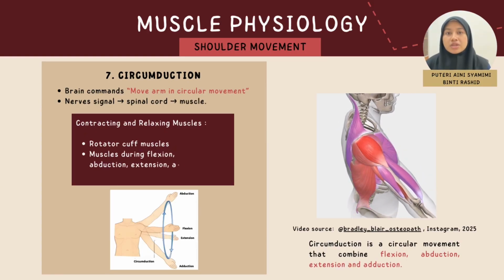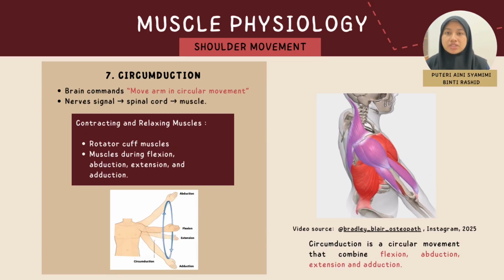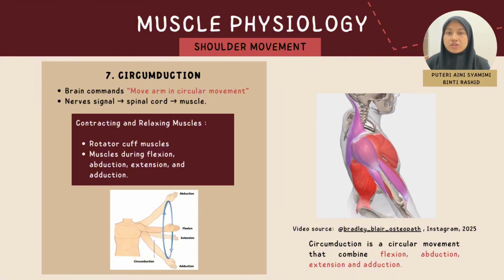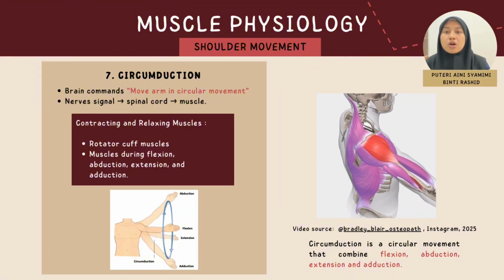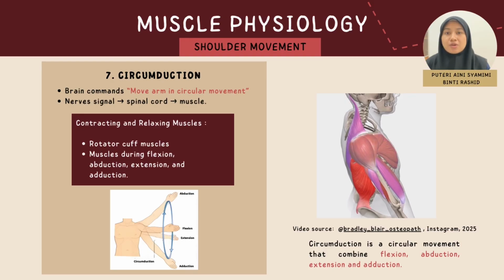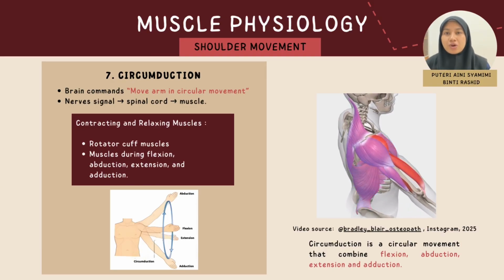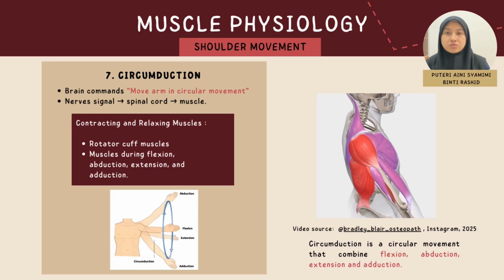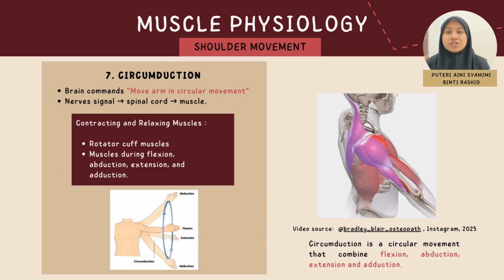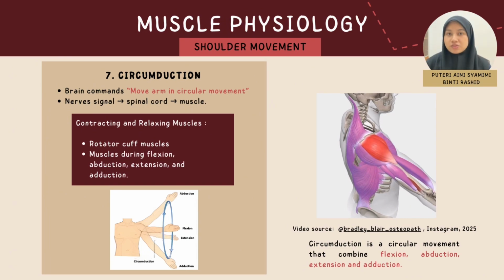Lastly, circumduction, a circular movement that combines all the above movements, which are flexion, extension, abduction, and adduction in sequence. The brain will command the arm to move in a circular movement. The nerve signal from the brain reaches the spinal cord and then the shoulder muscle. All the major shoulder movers and stabilizers, including the rotator cuff muscles, work in coordination. During circumduction, these muscles function together harmoniously. So that's how the physiology of shoulder muscle happens.